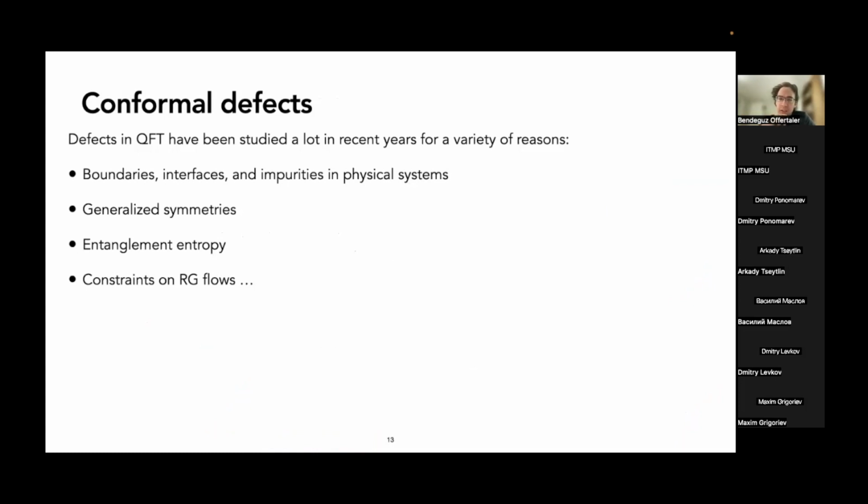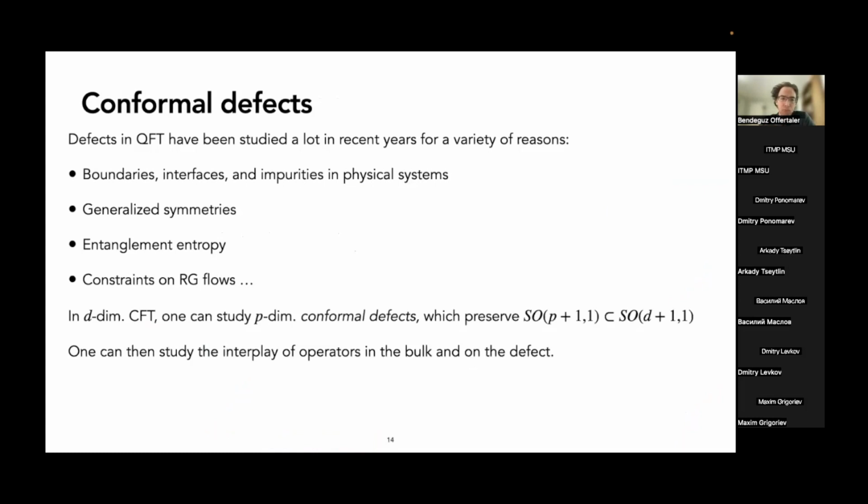Another motivation for studying the half BPS Wilson loop is that it is a quintessential example of a conformal defect. Defects in QFT are operators with support on some submanifold in space-time, and they have been studied a lot in a variety of contexts. In a CFT, one can also in particular study conformal defects, which are defects that preserve a smaller conformal group that is a subgroup of the conformal symmetry of the parent theory. One can then, for instance, consider operators inserted on the defect or in the bulk, as well as their interplay.